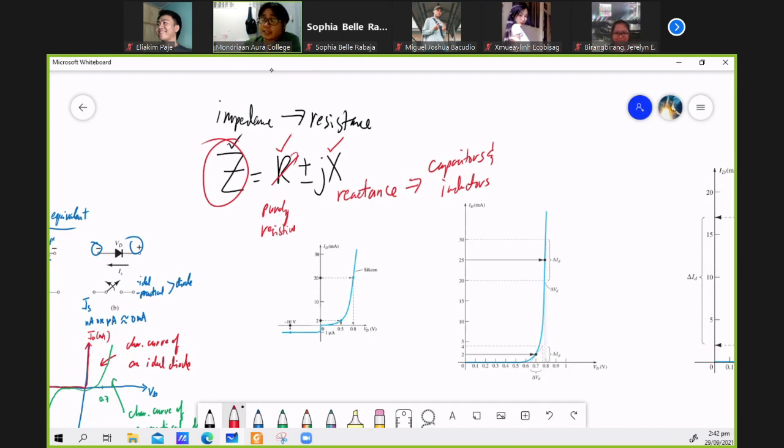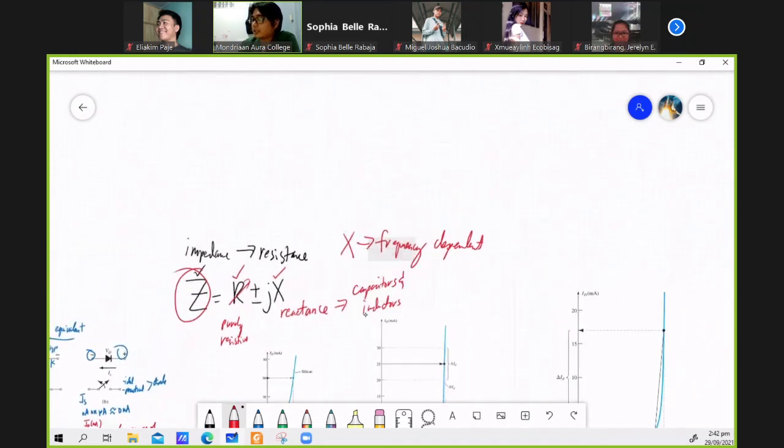Kasi ang resistance or reactance ng mga capacitors and inductors, nagbabago-bago yan. Ang reactance, this is frequency dependent. Ano ibig sabihin nun? Yung resistance niya, nagbabago depende sa frequency. Okay? So meron tayong formulang ginagamit dyan before we go to the resistance levels.